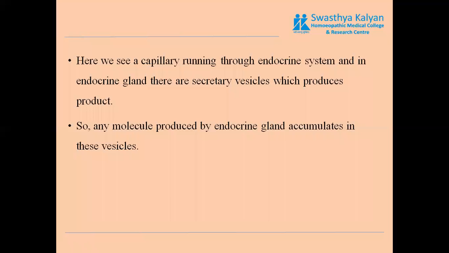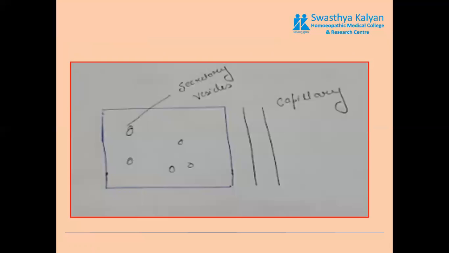So here we see a capillary running through the endocrinal system, and in the endocrinal gland there are secretory vesicles which produce the product. Whatever molecule is produced by the endocrinal gland gets accumulated in the vesicles. तो जो भी molecule बनेगा endocrinal gland के अंदर, वो कहाँ पे accumulate होगा? In the secretory vesicles. And then what happens after that?